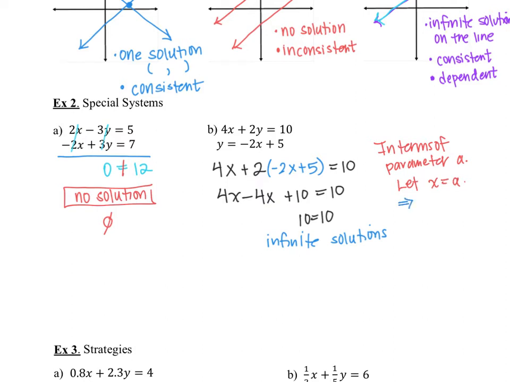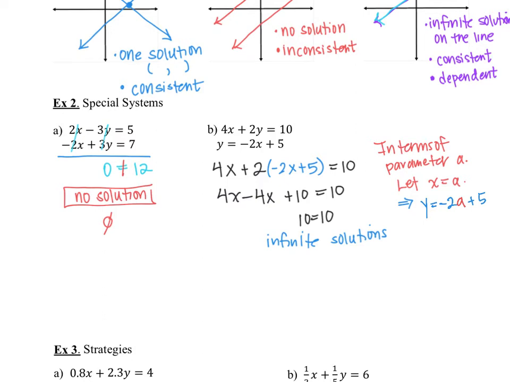I could do it in either equation. I could do it here, or I could do it here. Since this one's already solved, I'm going to go ahead and plug it into that equation. So y equals negative 2a plus 5. I plugged x equals a in.